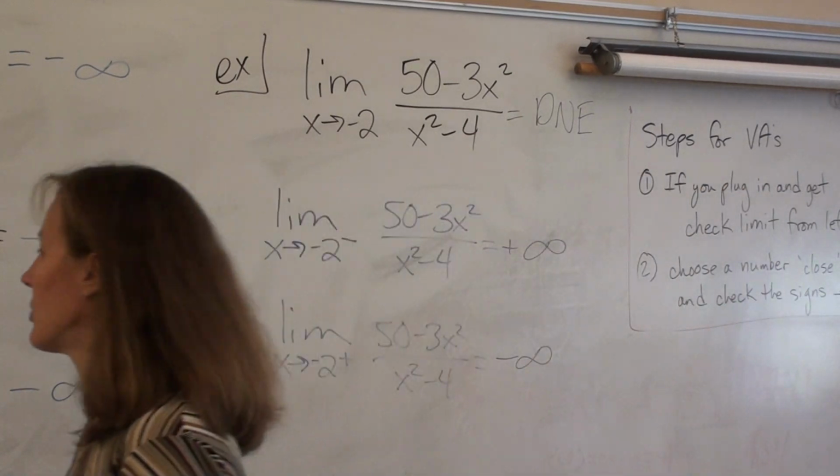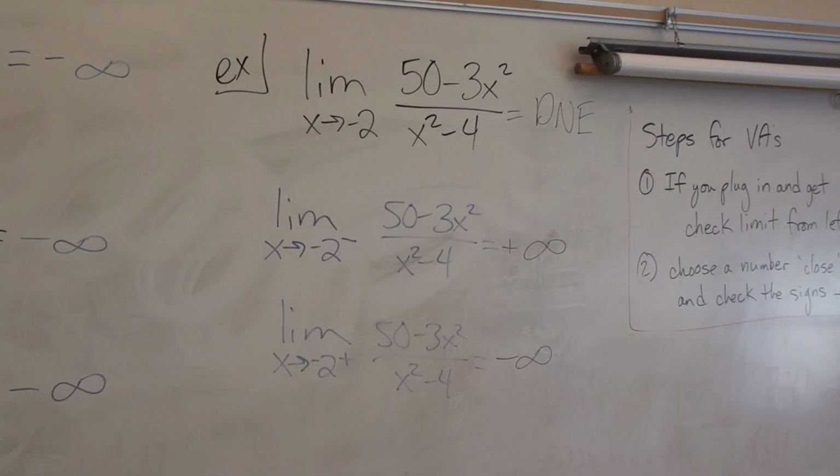I know we're packing up. The bell's going to ring in just a minute. But why do we have to pick a number that's that close? Why can't we go an integer away?